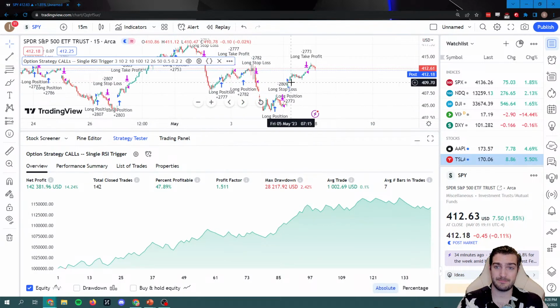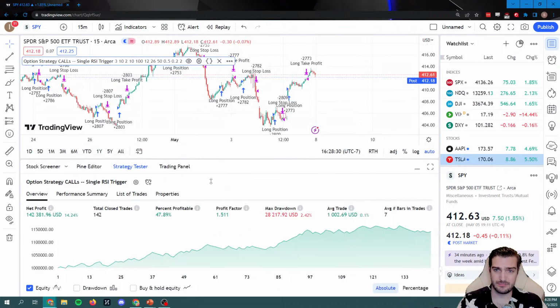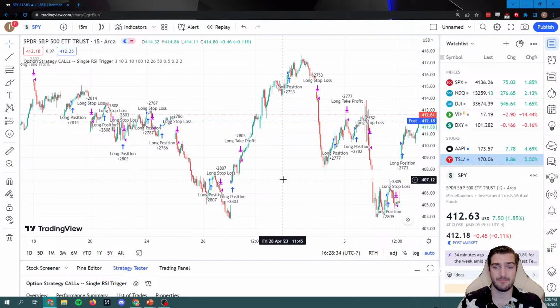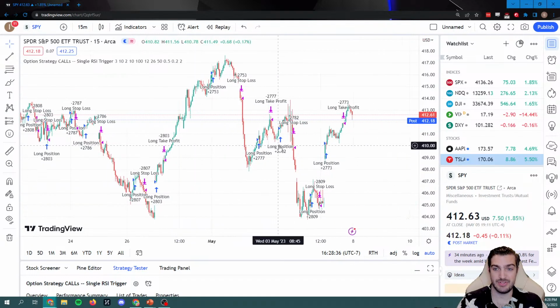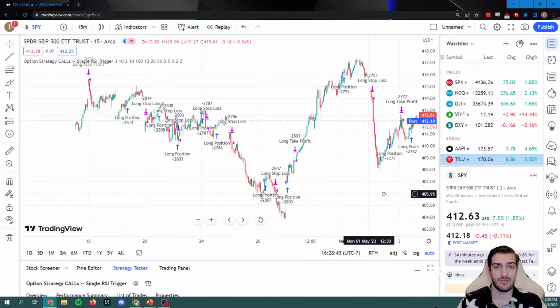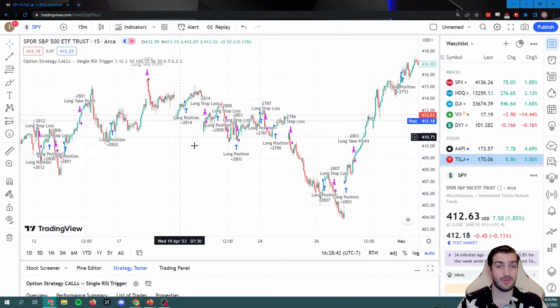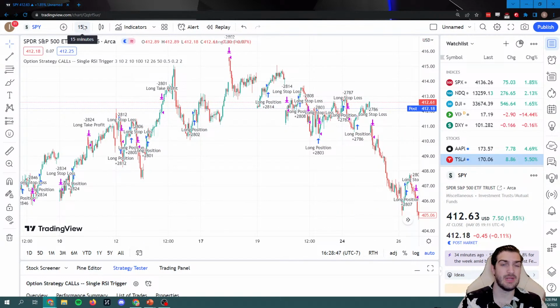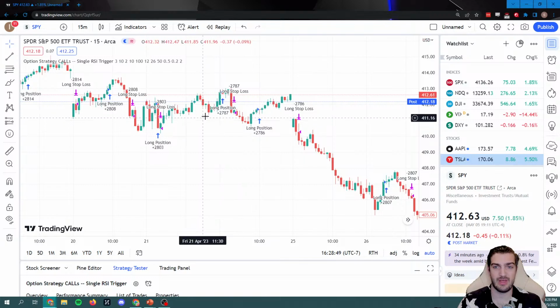Up above, you can see the actual returns of the strategy. You can see the entry and exit points for that strategy, so we can see every time it buys in and sells out of a security. In this case, the security we're looking at is SPY. We're trading on 15-minute bars, so each one of these lines is 15 minutes of trading activity.